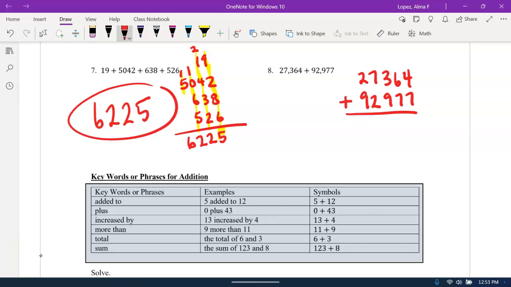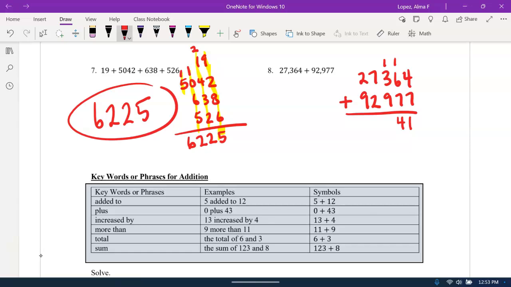Now I'm going to add these two together. Lined up the ones digits, the tens, the hundreds, the thousands, and the 10,000s. Let's see what we get. 4 plus 7 is 11. So I'm going to bring down the 1. The tens digit goes up. 1 plus 6 is 7. And 7 plus 7 is 14. I'm going to bring down the 4, carry the 1.